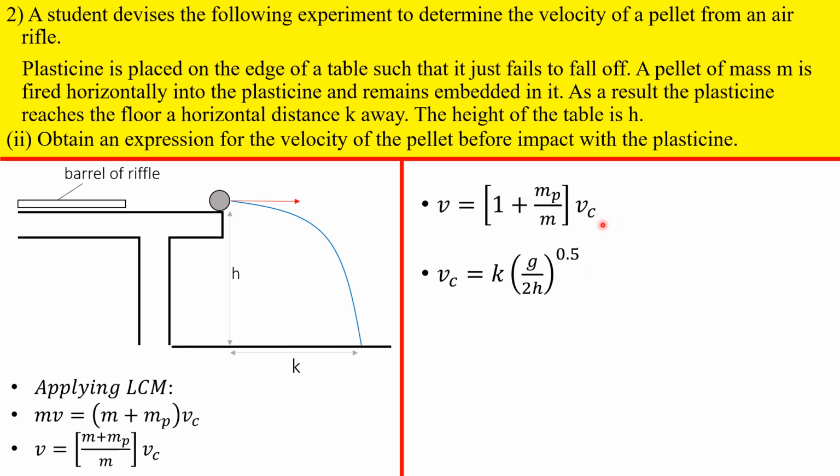But then what is vc? Remember that vc is k into g over 2h raised to the power 0.5. So our vc we put back in the expression for v. Remember that this expression for v simply comes from the law of conservation of momentum. But you already know vc because you've calculated vc in Roman 1, the previous part. And so our v now basically is this, the expression for velocity right there. So if you know the horizontal displacement of the particle, you know the masses of each one of those particles, of course g is a constant, and you know h, then you can easily get the speed with which the pellet collides with the plasticine.